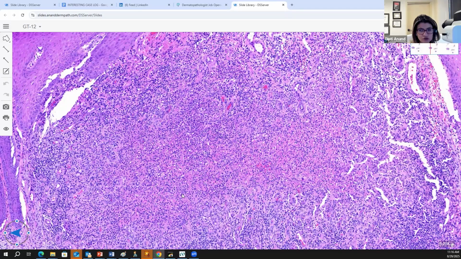Mycobacterium kansasii is extremely rare in the skin. It's most common in lung and lymph nodes. And Mycobacterium avium is an AIDS-defining illness, so it is also very rare in the skin. It most commonly involves the lungs.